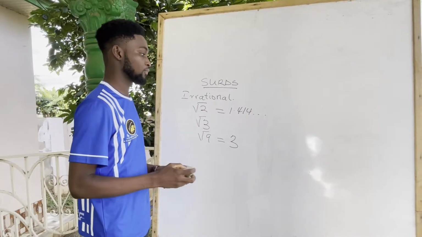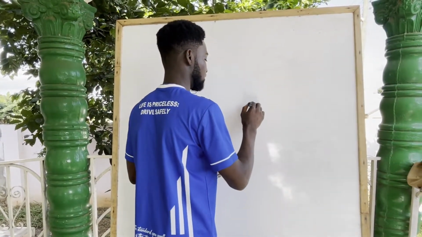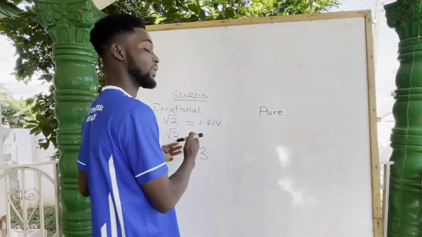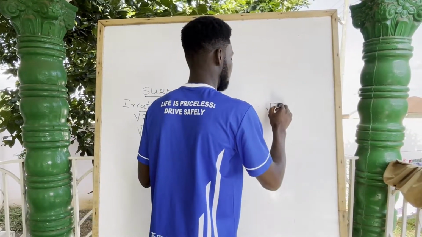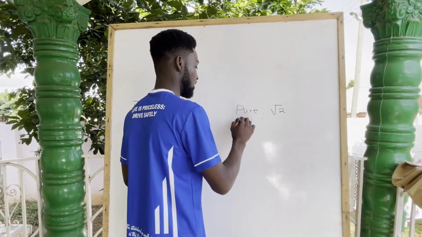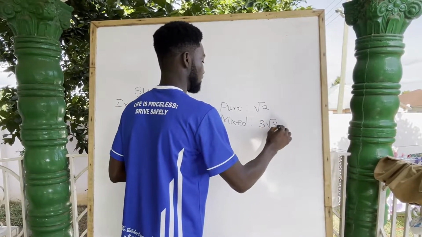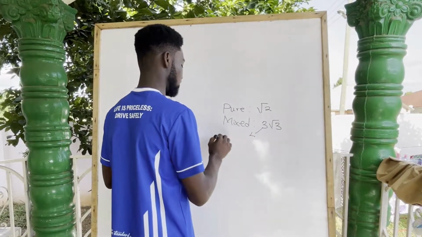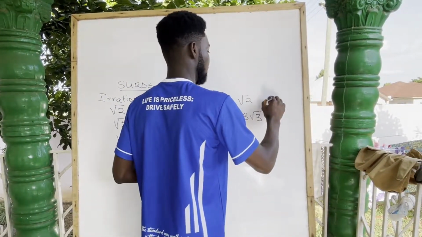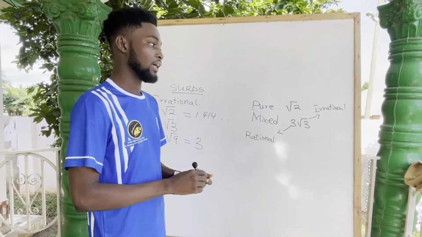And we have two types of them. We have the pure sets and a mixed set. A pure set can be termed as pure if only the part of the set consists of only the irrational part. For instance, you can have this to be a pure set, and we have mixed sets too. For instance, you have 3 root 3. This is the rational part of it, and the root 3 can be called the irrational part. So in this instance we have a mixed set.